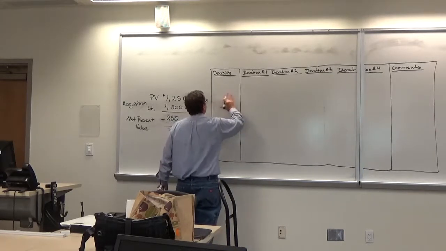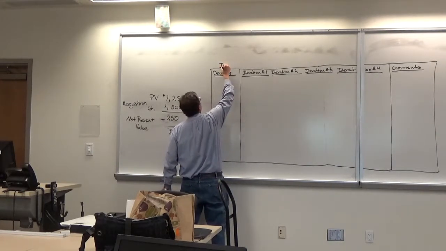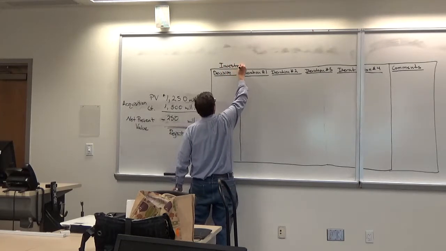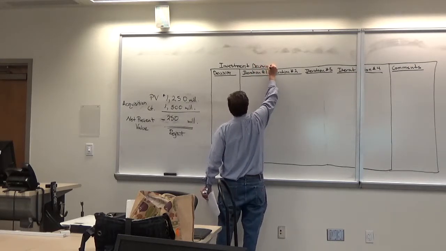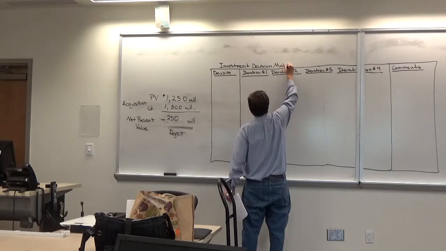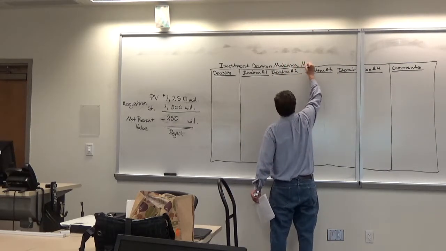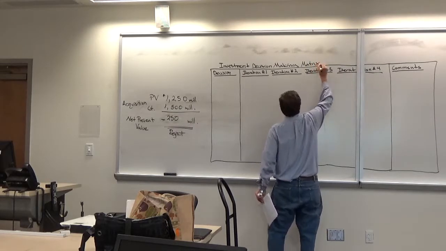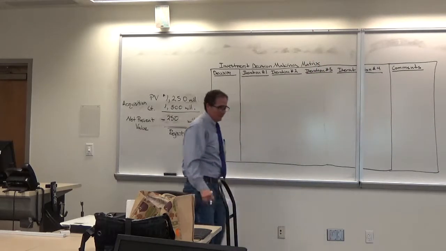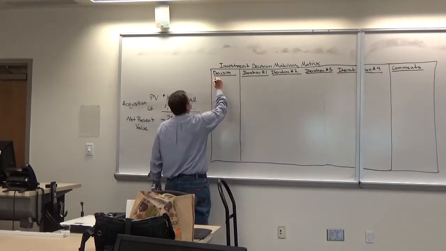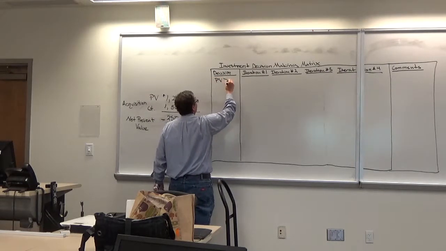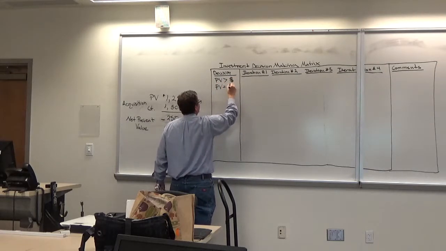So this is the capital budgeting investment decision-making matrix. This is the matrix that allows you to make investment decisions. All right, so we have the present value is greater than the sales price. Present value is equal to the sales price. The present value is less than the sales price.